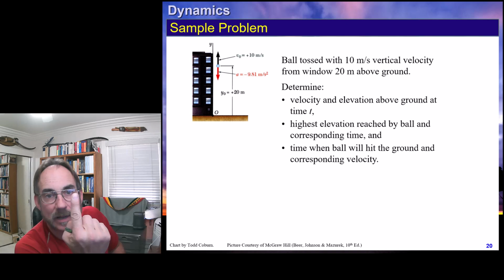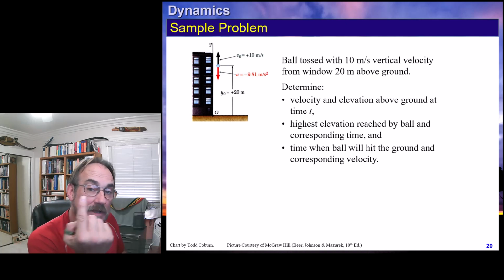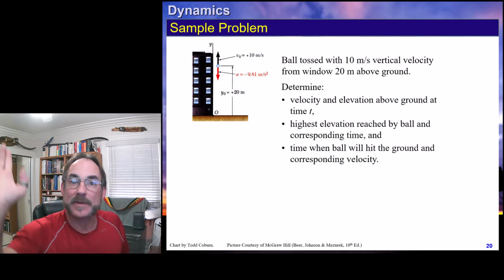So if you throw the ball upwards, you have initial position 20, initial velocity 10, and acceleration of 9.81 meters per second squared, but that's downward.